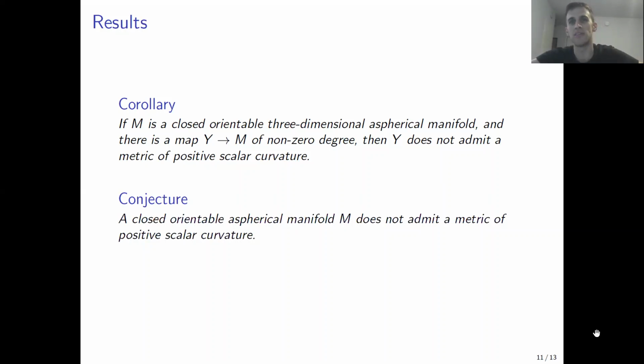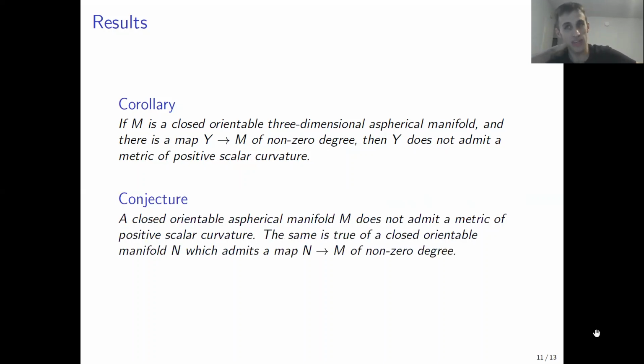But I want to also extend this conjecture. This isn't due to me either. I just want to mention it now. Suppose you don't only consider closed orientable aspherical manifolds, but those manifolds which admit non-zero degree maps onto such manifolds. In the language of Gromov, we would say that N dominates M. That is, N admits a map of non-zero degree onto M. So conjecturally, not only do closed orientable aspherical manifolds fail to admit metrics of positive scalar curvature, the same is true for any manifold which dominates such a thing, that is, admits a map of non-zero degree.